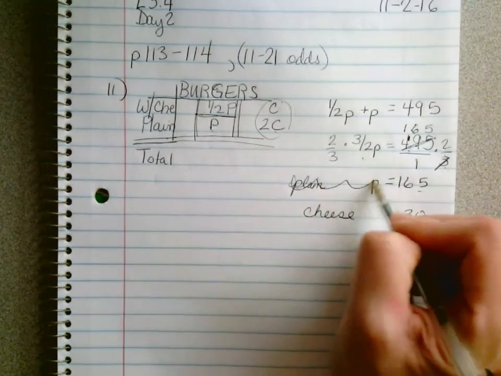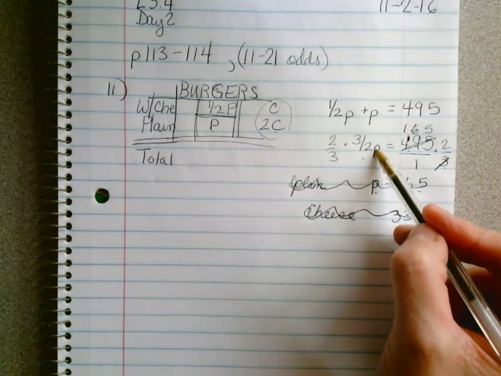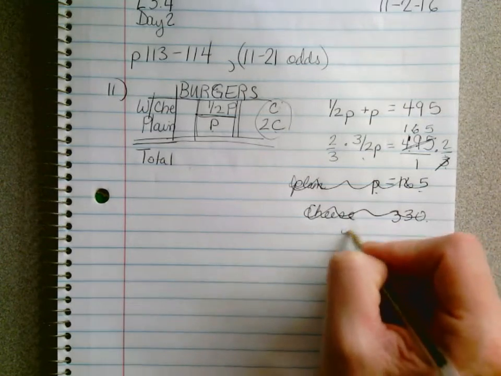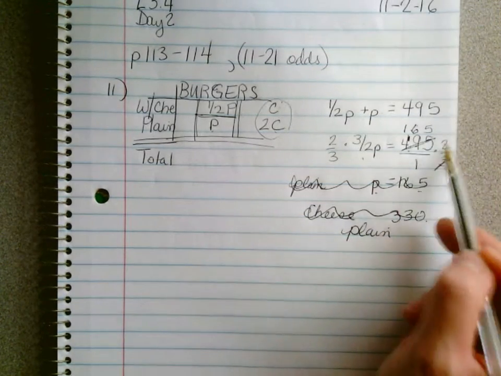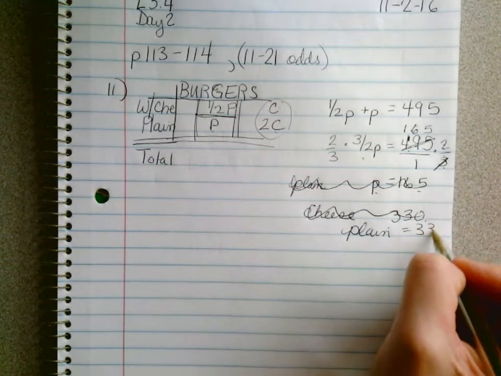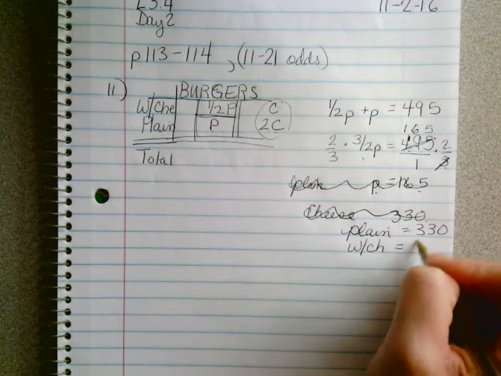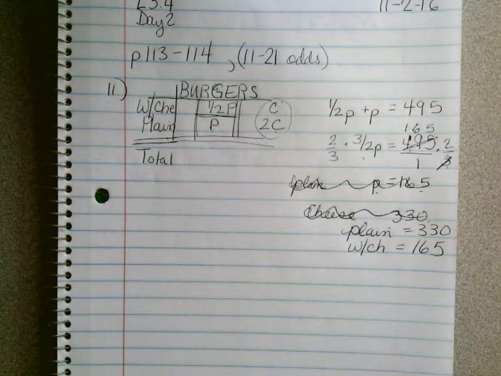The number of plain burgers is 330. Times 2. Thank you. And the number with cheese is half of that. Phew! That was a hedge fund. A little bit.